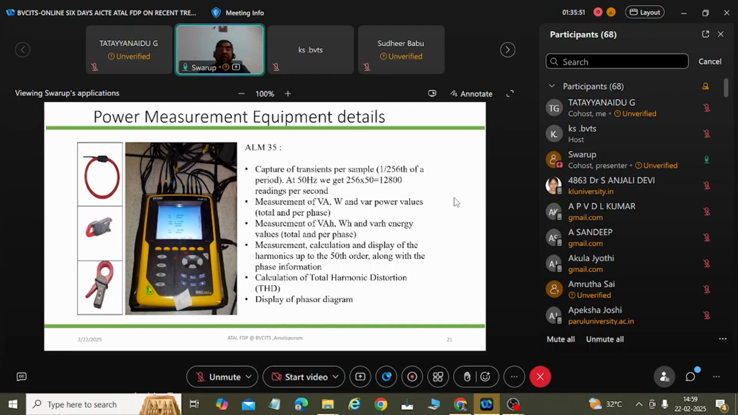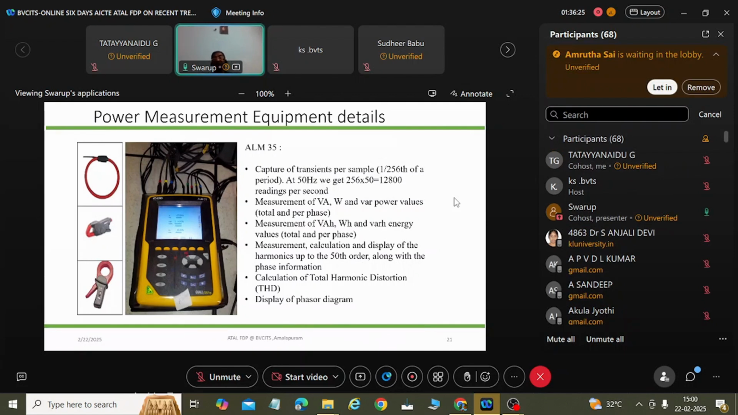If I need to take 12,800 readings per second, I need a different kind of meter, which are digital multimeters. Like say this model is LM35, and there are 2-3 other models. They are going to give you the harmonics measurement. They are going to give you how many readings per second it should take, and it should also measure the phases, each phase. So this meter is used for measuring this particular number of samples.